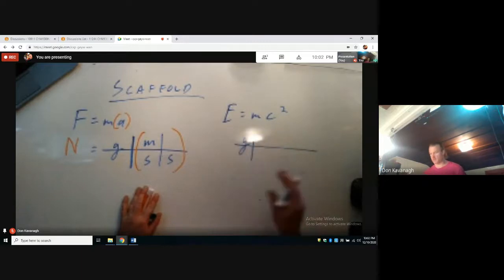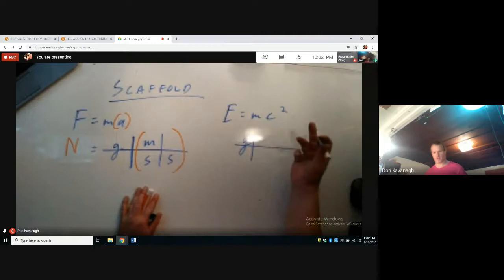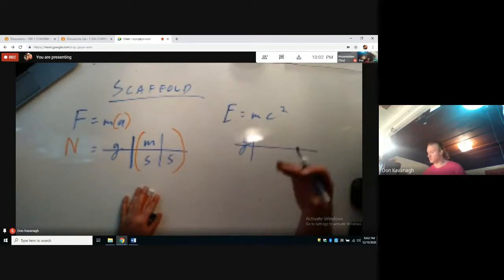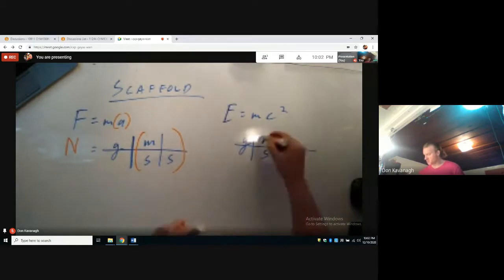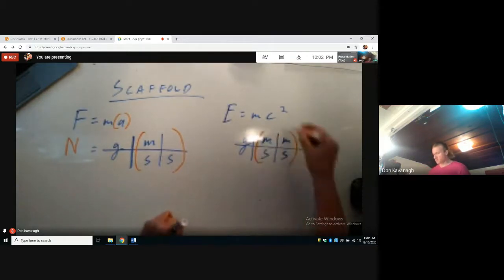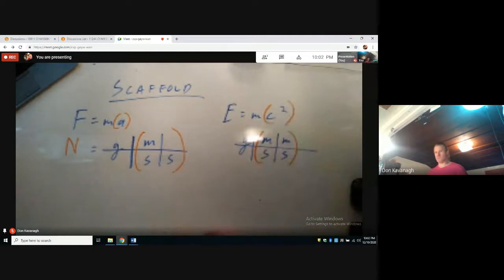The speed of light squared. Now, speed is the change in meters per second. So it's meters per second, meters per second. This is the velocity squared, speed of light here.